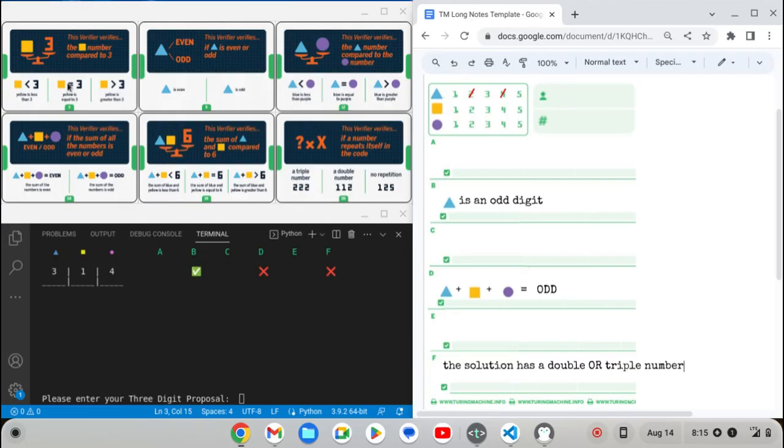So notice that we did not test criteria card A, which lets us know a little bit about the value of square. We also didn't test criteria card C, where we're comparing the first and last digits. And finally, criteria card E, that would let us know something about the sum of the first 2 digits.